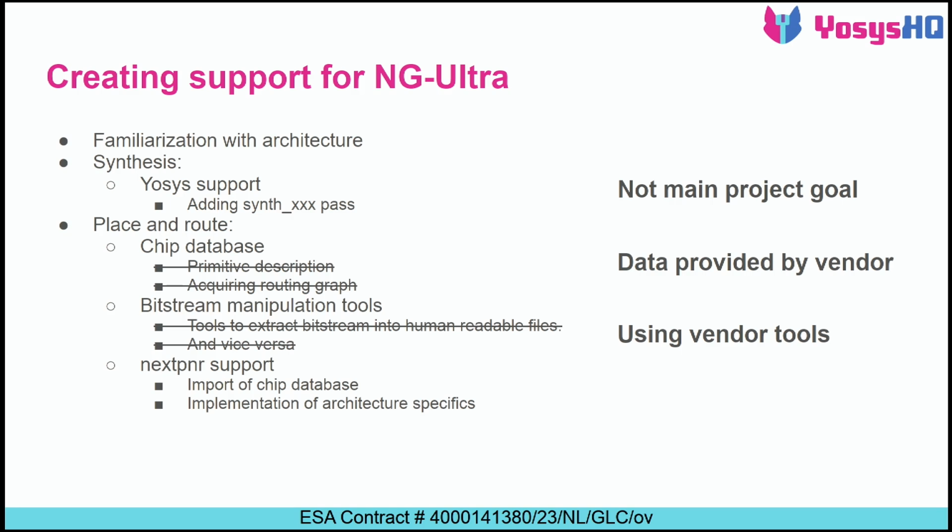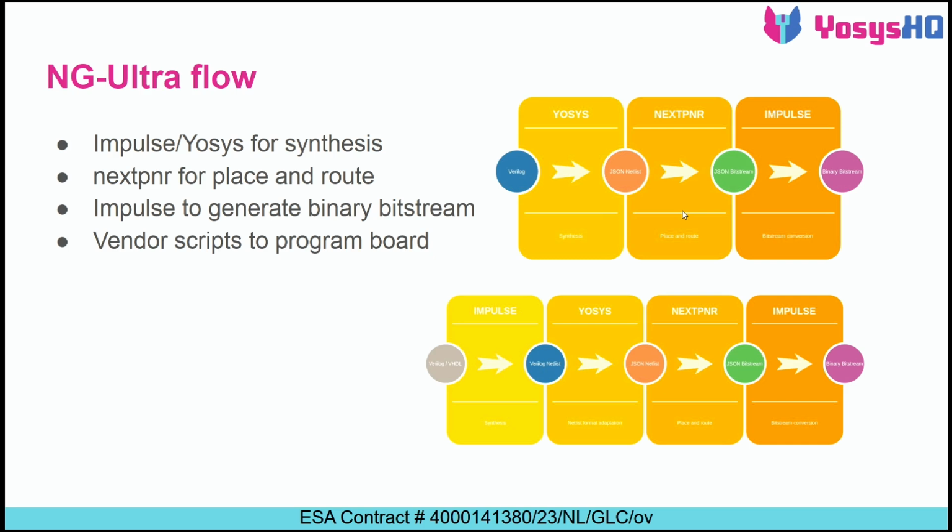We got provided the data about the primitive descriptions in a bit more detail than you get from the documentation from the vendor. We worked together with NanoXplore on this. But also we were not supposed to make our own bitstreams, so NanoXplore had to implement an interface for us to give them back the placed and routed netlist for them to generate the bitstream for us. So this is what the flow looked like in the end.